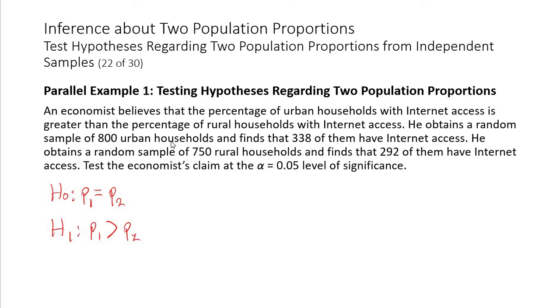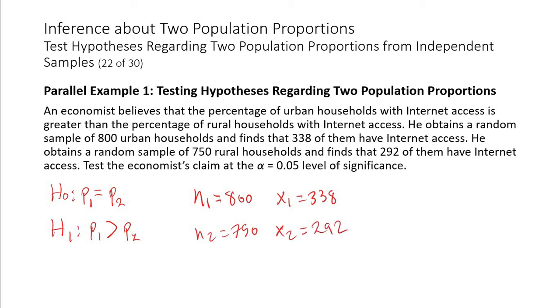Let's read the rest of the question and determine what we have here. He obtains a random sample of 800 urban households and finds that 338 of them have internet access. So x1 is equal to, or n1, let's begin with n1. So the size of the first sample of the population is 800 and x1 is equal to 338. And then n2 is equal to 750 and x2 is equal to 292.